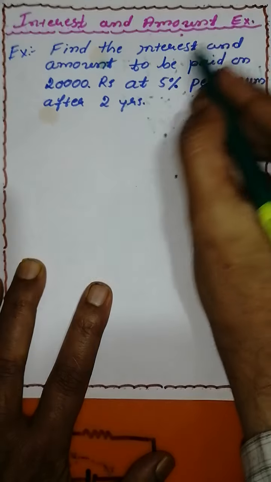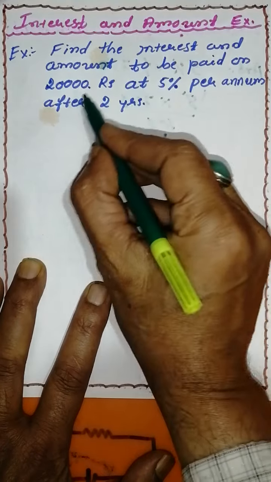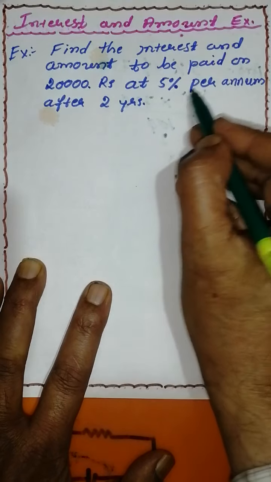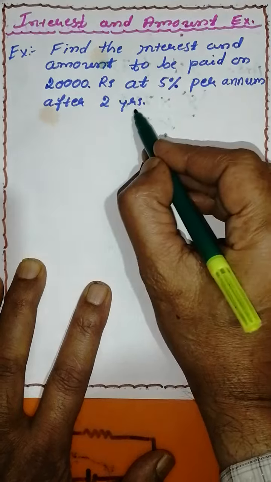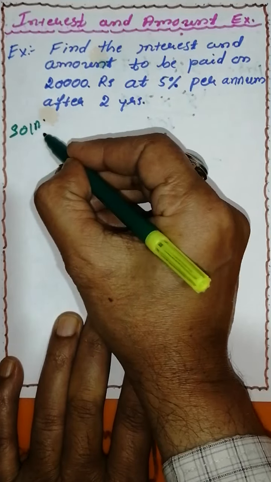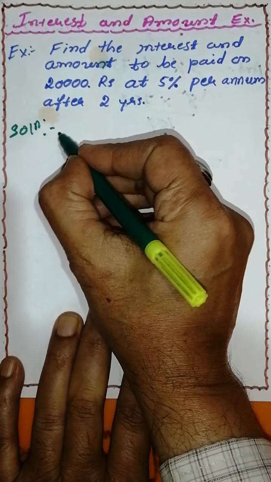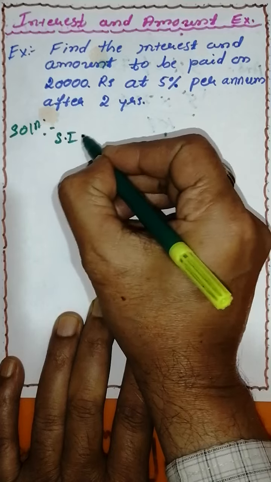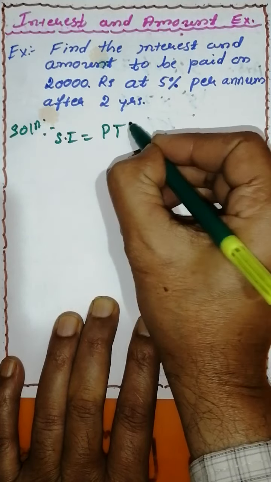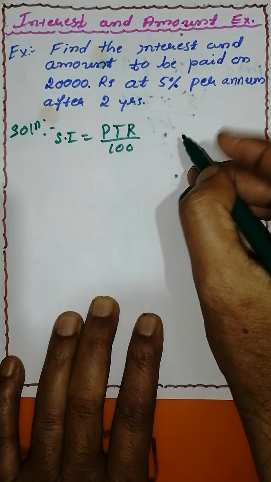Interest and amount example. Find the interest and amount to be paid on 20,000 rupees at 5% per annum after 2 years. Solution. First we have to find out interest. Simple interest equals PTR by 100 is the formula.